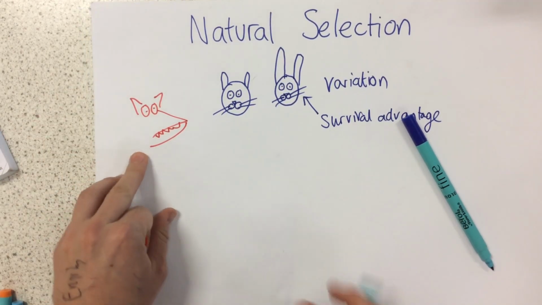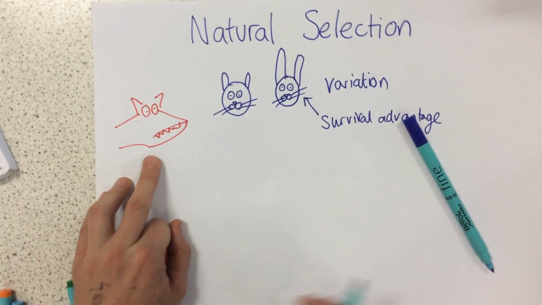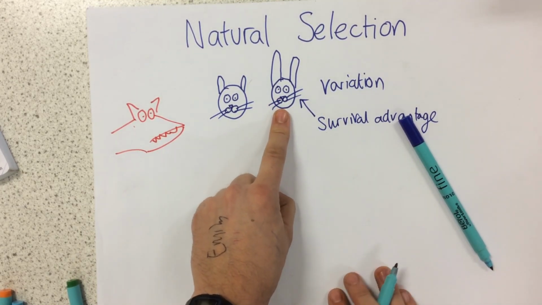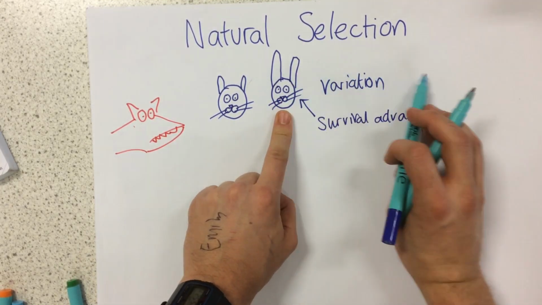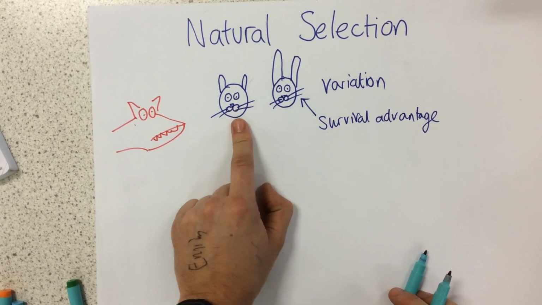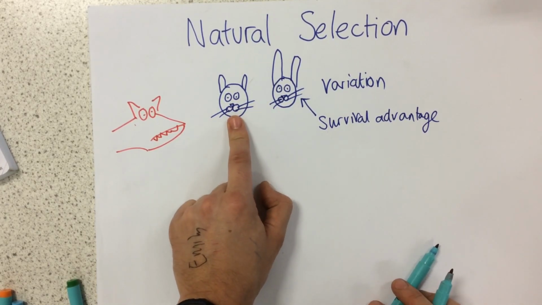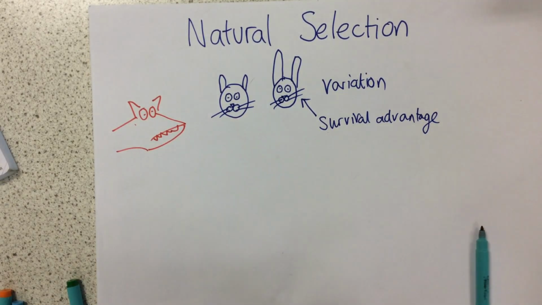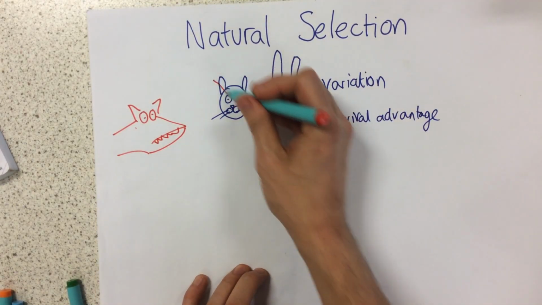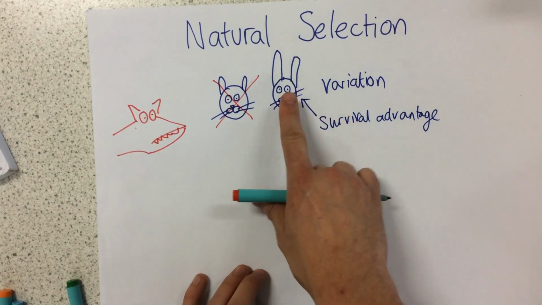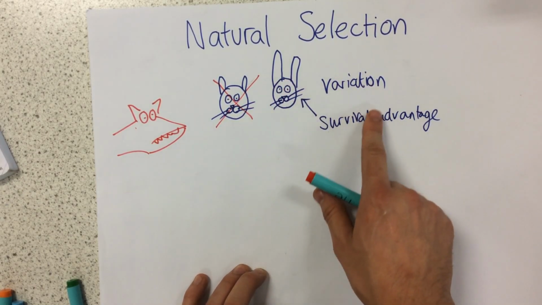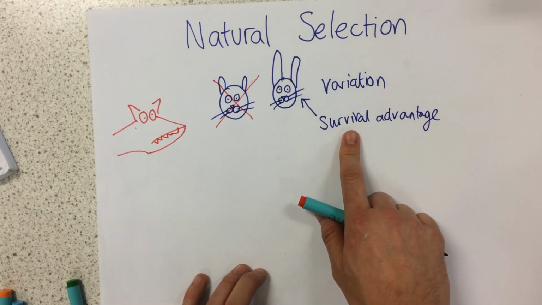If I have a fox coming along, I could see that this one is more likely to hear the fox come in and is more likely to escape. Whereas this one is less likely to hear the fox come in, so it's more likely to get eaten. So I could see that this one would get eaten and this one would survive. That natural variation has given a survival advantage.